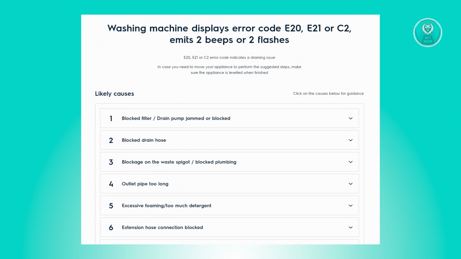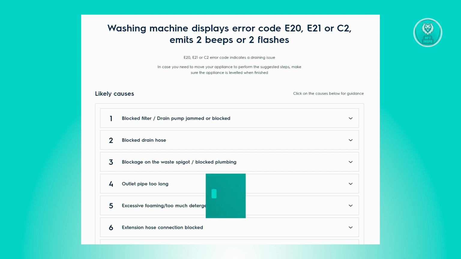Now, number 2, you need to inspect the drain hose. Besides vacuuming the drain tube, carefully examine it for kinks, bends, or any other blockages. Detach your hose from the washing machine's rear and thoroughly inspect its entire length to ensure unobstructed flow.